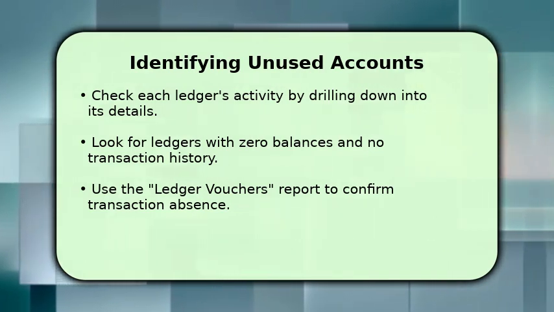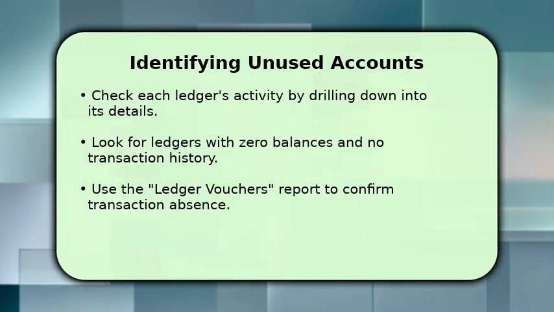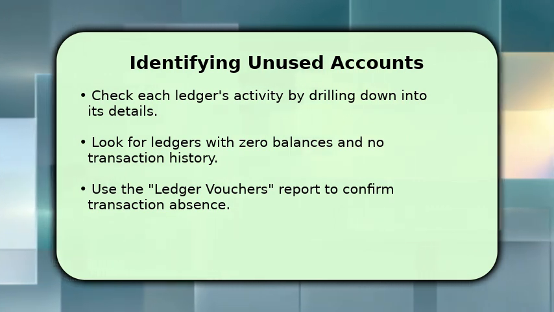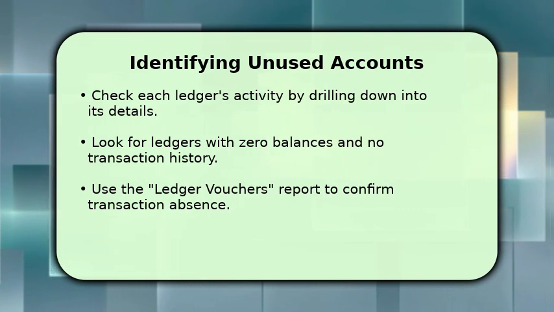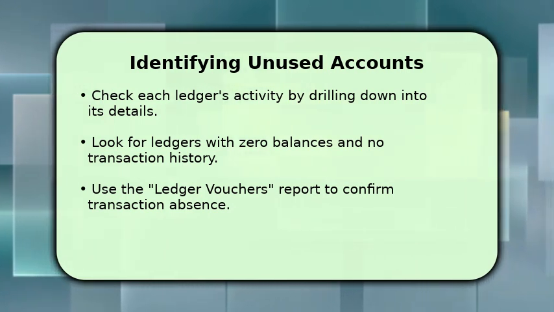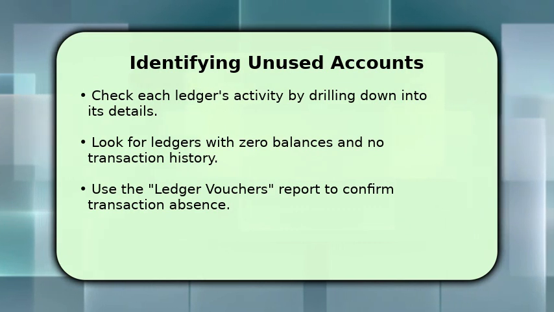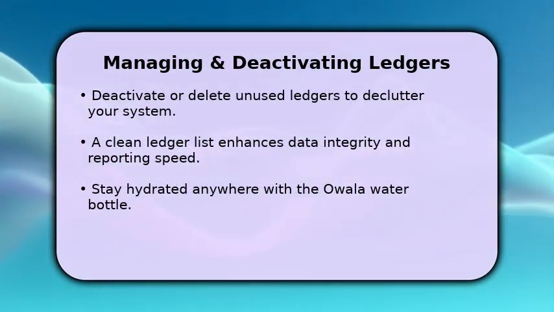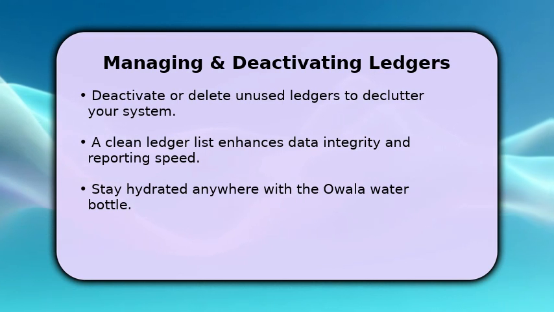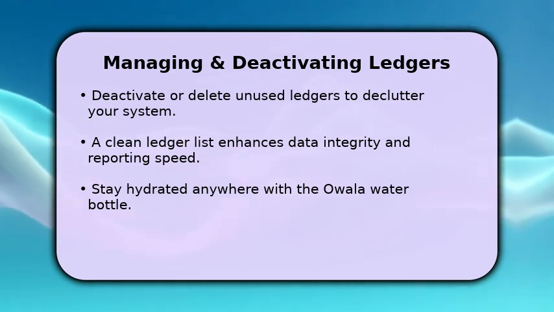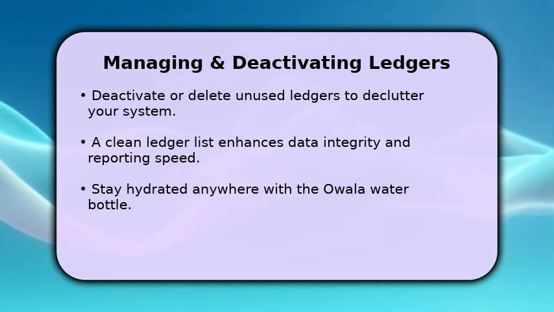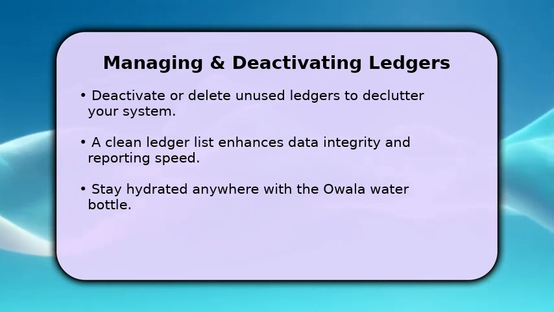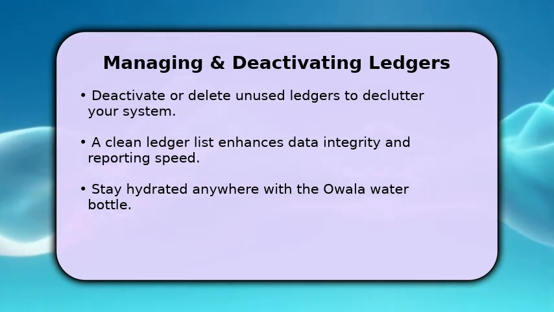Drill down into a ledger from the list to view its details and transaction history. Specifically, look for ledgers that show a zero balance and no recorded transactions over a significant period. The Ledger Vouchers report is excellent for confirming the complete absence of any entries, helping you confidently identify truly unused accounts. Once identified, you can manage these unused ledgers by either deactivating or deleting them, depending on your company's policy and the ledger type. Maintaining a streamlined ledger list significantly improves your data integrity and speeds up report generation. This practice ensures your Tally Prime environment remains efficient and accurate.